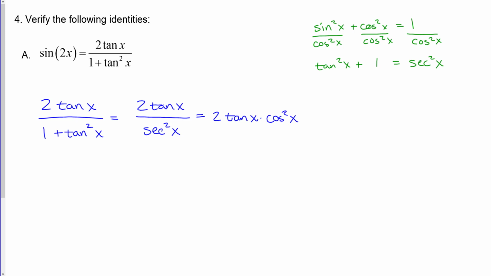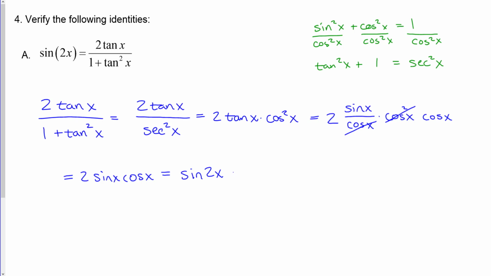Okay, tangent could be written as sine x over cosine x, and one of these cosines can cancel this one, so that leaves me 2 sine x cosine x, and if you'll recall, that is the definition of sine 2x. And therefore, we made it to the other side of the identity, and we have proven it.